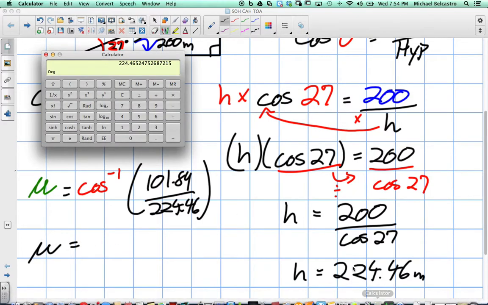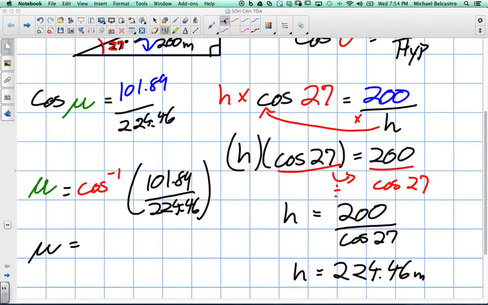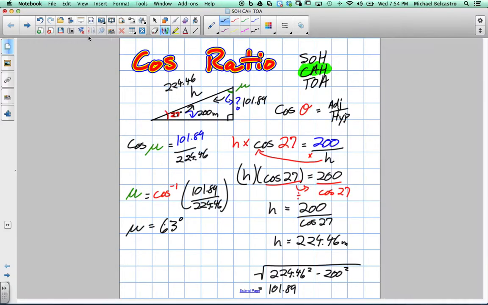And we work it in our little calculator, and it'll tell us our angle. And really, we could have just subtracted from 180, right? We already knew two of the angles, but we're just kind of proving this stuff. 101.89 divided by 224.46 equals, and then shift cos, that's the inverse. 63. Hey, and that's exactly what we got the last time we went through this example, right? 63. And we just used cos.